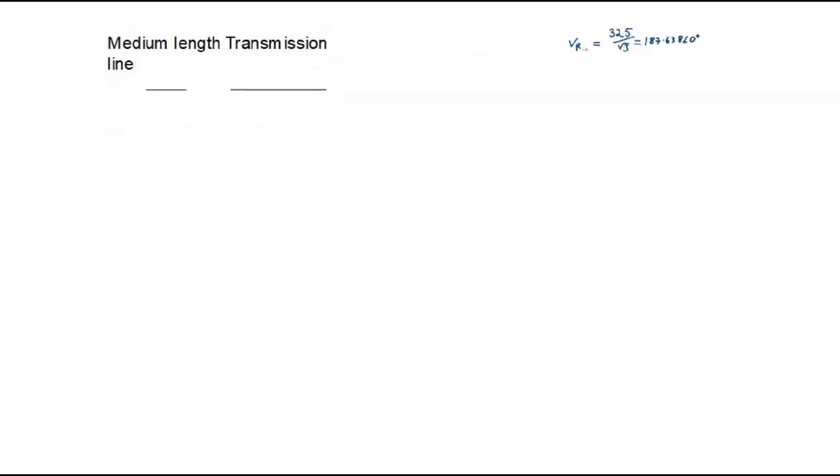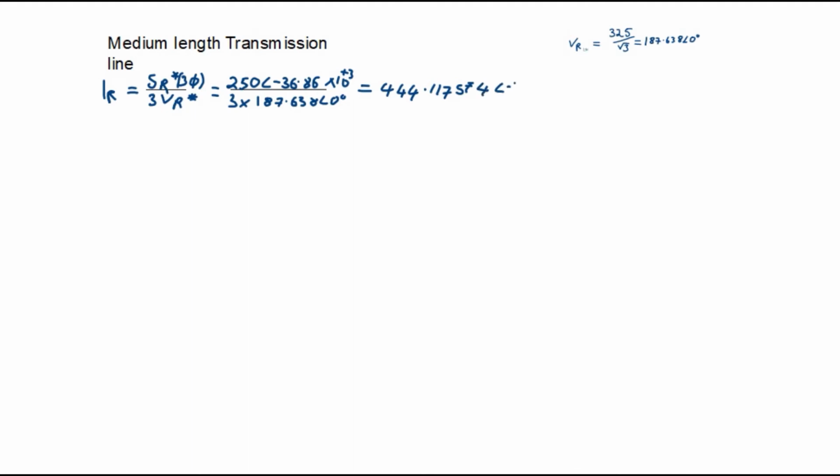Now that we calculated the ABCD parameters, let's calculate the phase current at the receiving end. This is equal to the 3-phase power at the receiving end over 3 times VR line to neutral. This is 250 MVA at a phase angle of minus 36.86, complex conjugate, all over 3 times 187.638 at a phase angle of 0 degrees. This is equal to 444.117574 at a phase angle of minus 36.86 amps.